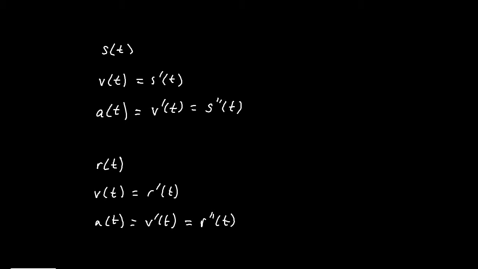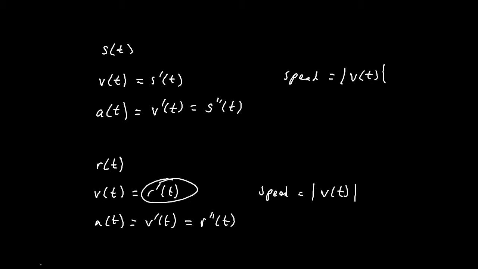Also remember that speed is equal to the magnitude of the velocity, because speed is another word for the magnitude of the velocity. It works the same way for vectors as well. It is equal to the magnitude of v of t, or in other words the magnitude of r prime of t. Another way you can write speed is with the Greek letter upsilon.